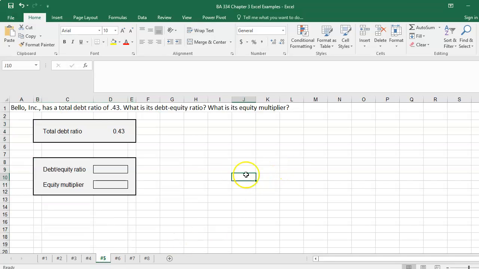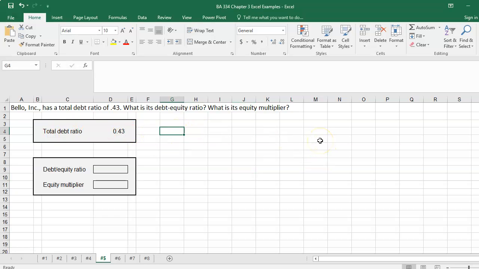In example 5, we're looking at the debt and equity ratios. We have the total debt ratio. We don't have any numbers. So we think, okay, we don't have any numbers to calculate the debt to equity ratio and the equity multiplier. Well, we do have the total debt ratio.